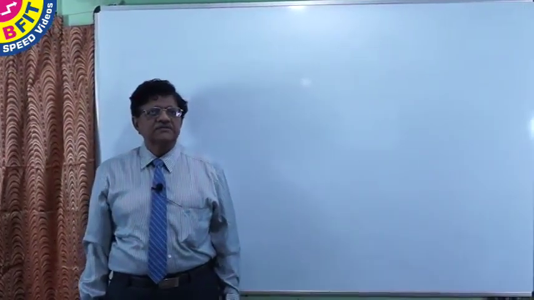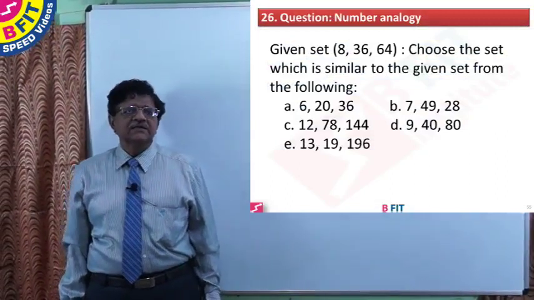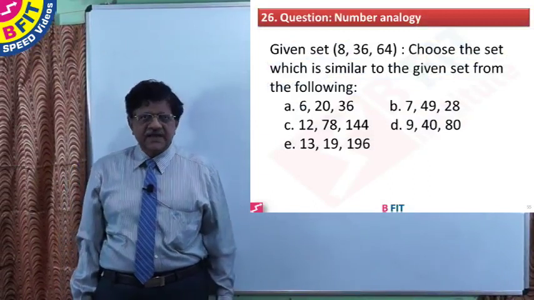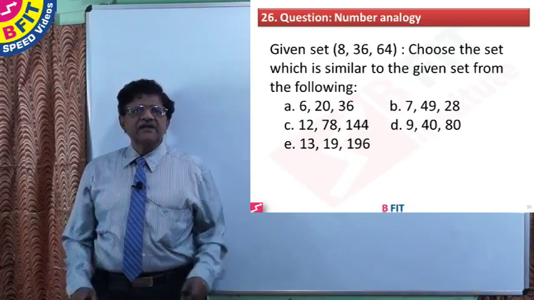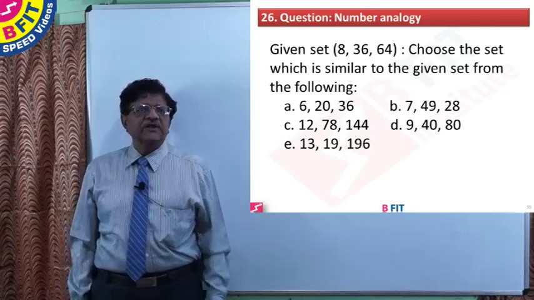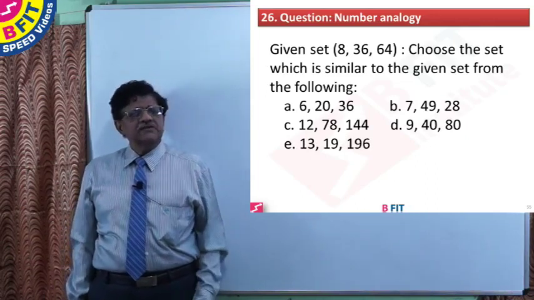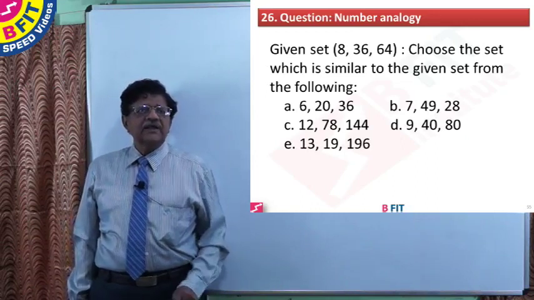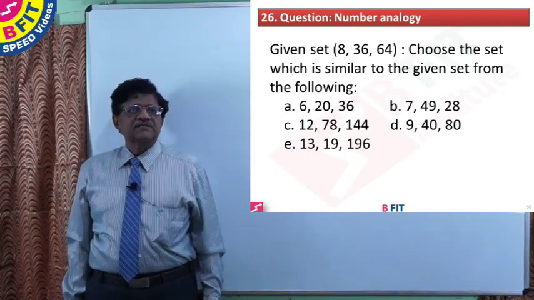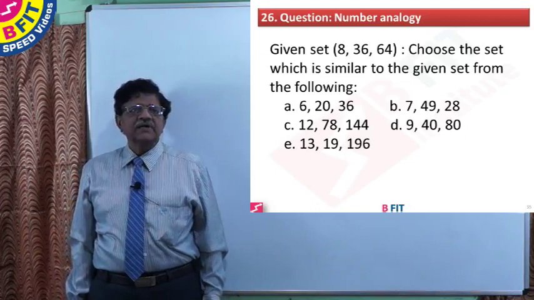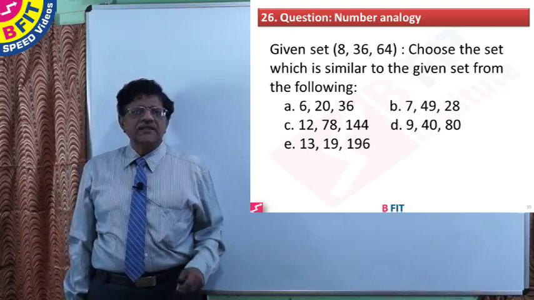Let us look at the options. A, 6, 20, 36. Yes, 6 square is 36. Agreed. So the middle number is wrong. B, 7, 28. We need not even consider because 28 is not the square of 7. C, 12, 78, 144. 12 square is 144. Agreed. 144 plus 12 is 156. Divided by 2, it is 78. Yes. This logic is followed in option C. Let us continue further. We will not jump to the conclusion now. Let us test all other options also.